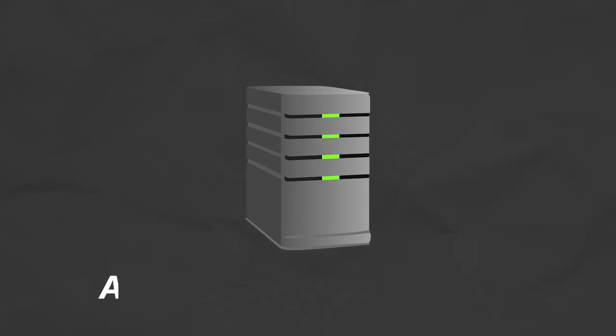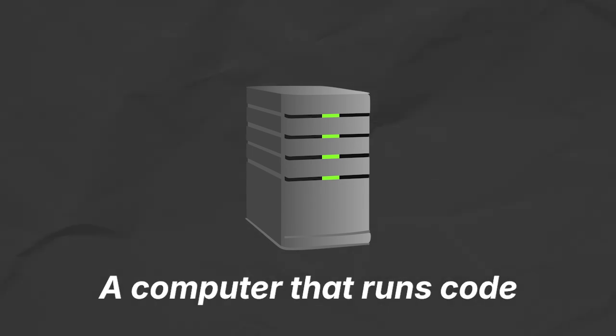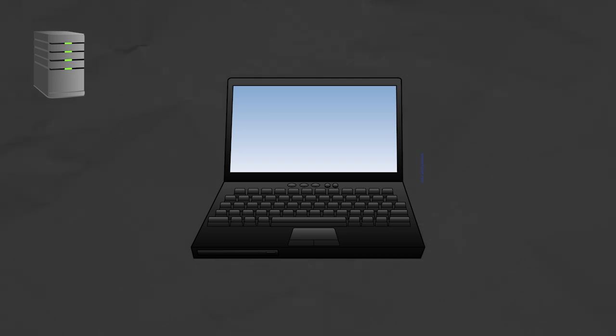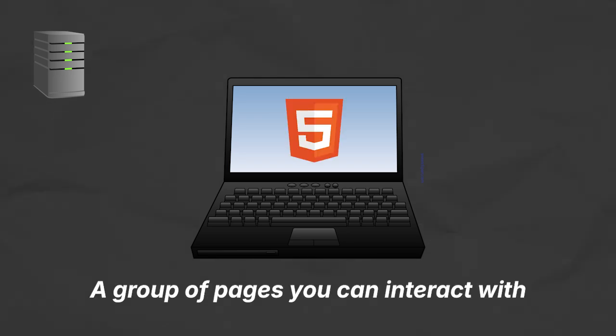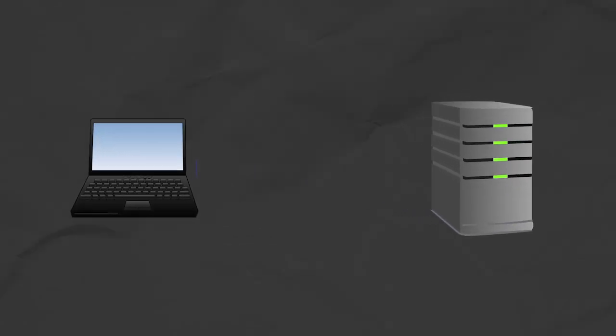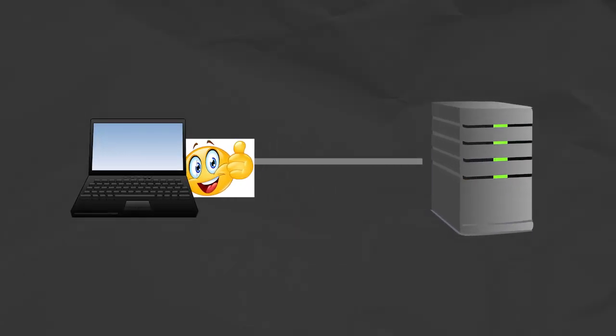What are their purposes? Well, the backend is the code that runs on a server, a computer that runs code that can be interacted with packets sent by a client. That client is what hosts the front end, a group of pages that you can interact with. Interacting with the front end sends snippets of information over to the back end, which then sends results that the front end can use. Let me give you an example.